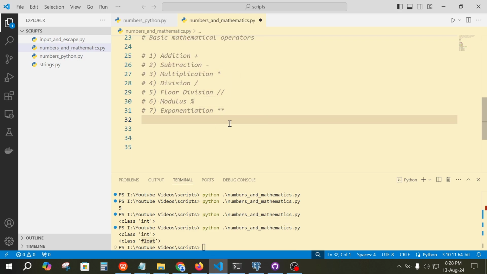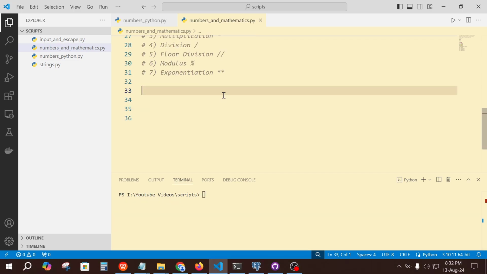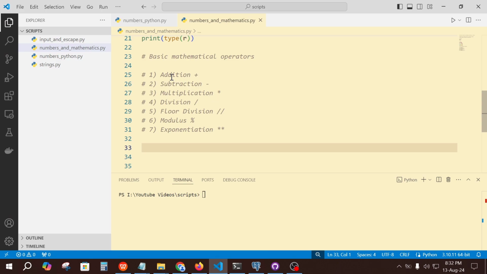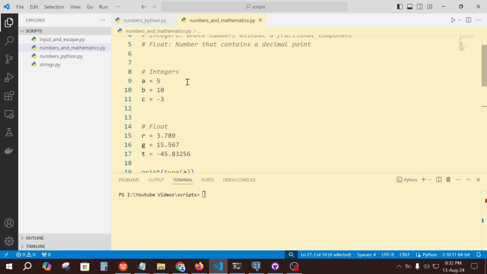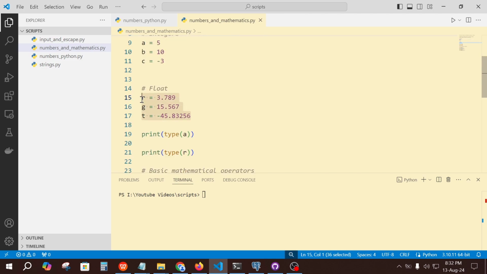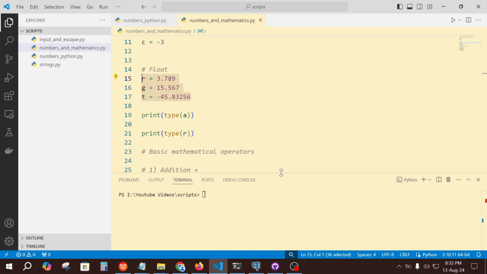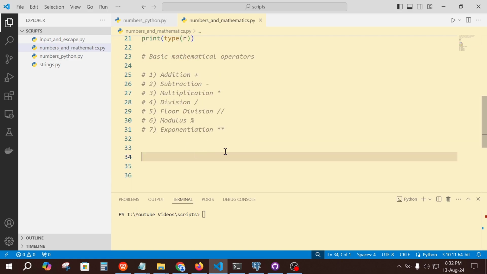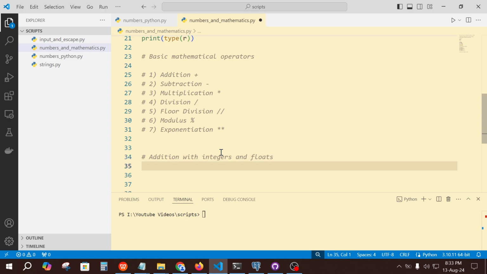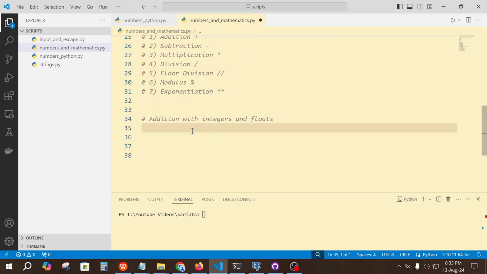Let's see them in action. Now we can do other things with our numbers, like addition, subtraction, multiplication and division. We already defined some integers and floats here. Now we can do some addition, so let's say addition with integers and floats. We can add integers with integers, integers with floats and floats with floats.